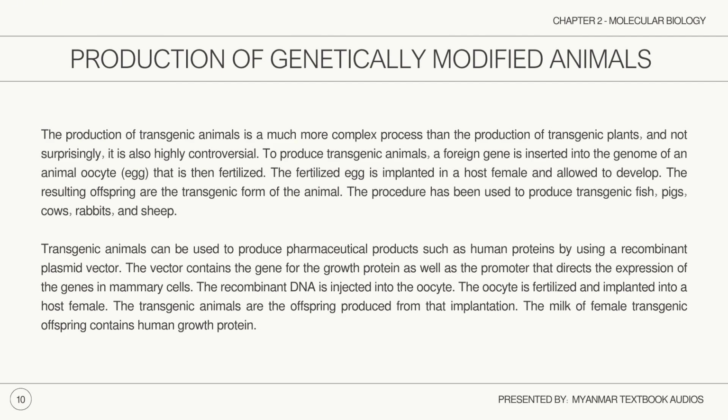Transgenic animals can be used to produce pharmaceutical products, such as human proteins, by using a recombinant plasmid vector. The vector contains the gene for the growth protein as well as the promoter that directs the expression of the genes in mammary cells. The recombinant DNA is injected into the oocyte. The oocyte is fertilized and implanted into a host female. The transgenic animals are the offspring produced from that implantation. The milk of female transgenic offspring contains human growth protein.